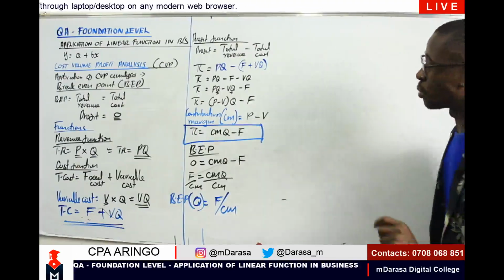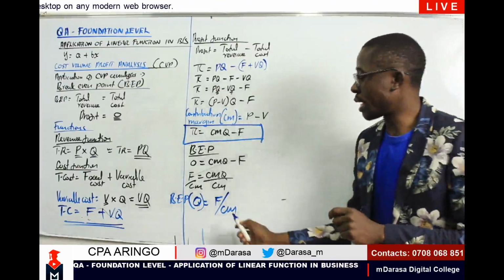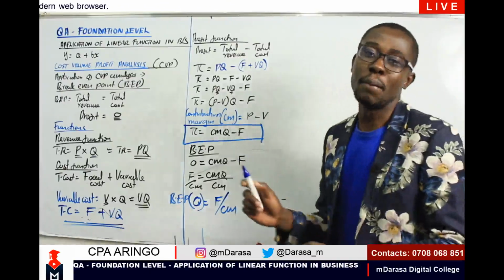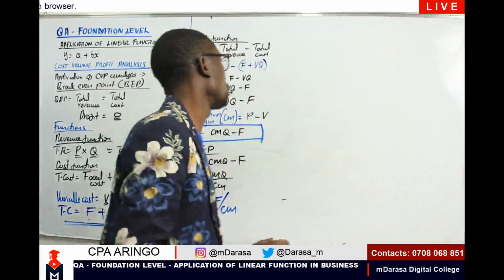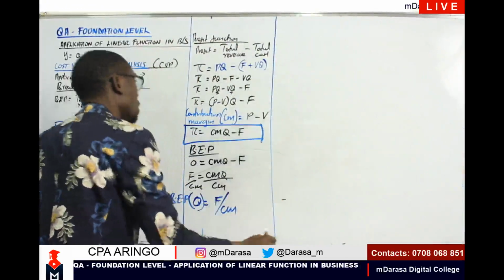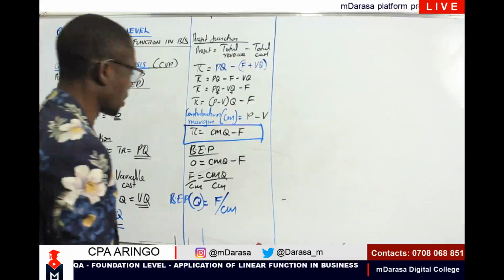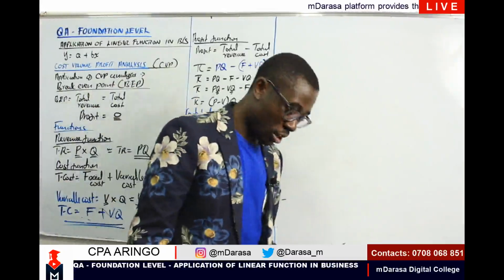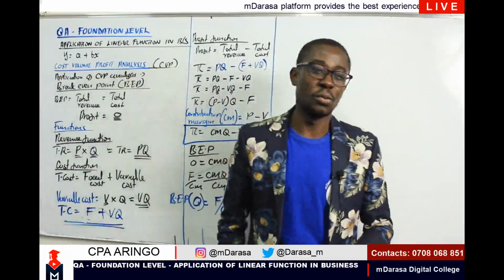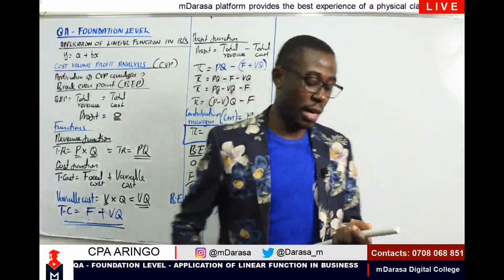The level of production where my profit is equal to zero should be determined as fixed cost divided by contribution margin. So after we are done with that bit, my good students, what if we are asked for the break-even point in value? How will we determine our break-even point in value?